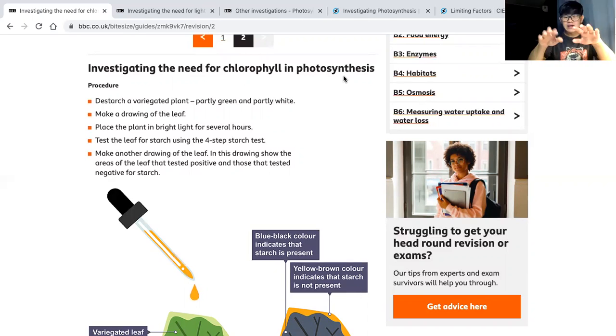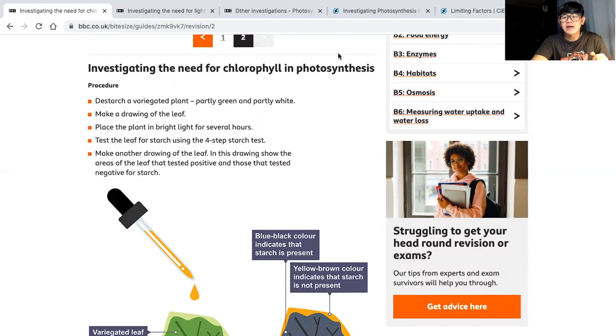If you realize, this is actually in your textbook. I forgot which page it is, so you can find it on your own, in the yellow textbook. I don't have it with me. It will be quite similar. So we are investigating the need for chlorophyll in photosynthesis. How do they know we need chlorophyll for photosynthesis?